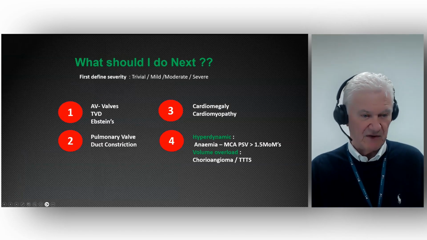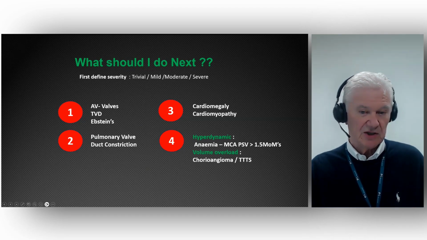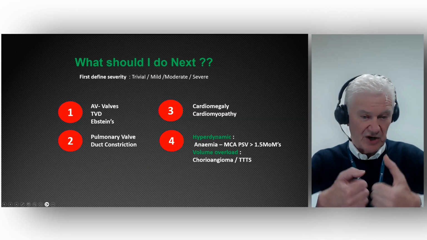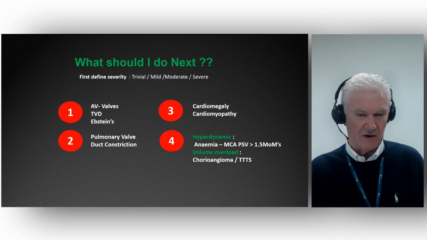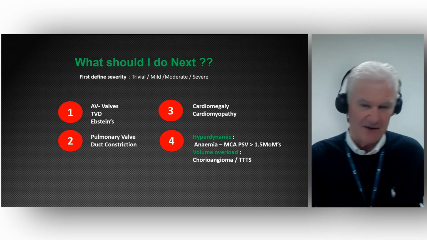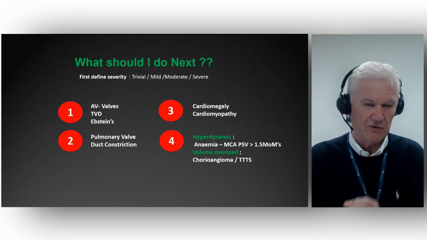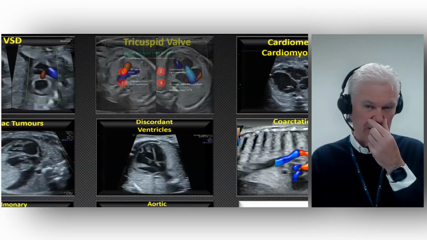1, you check the AV valve for tricuspid valve dysplasia or Epstein's. 2, you check for right ventricular outflow tract obstructions, such as pulmonary stenosis or duct constriction. 3, you check that there's not cardiomegaly stretching the valves apart, giving rise to tricuspid regurg. And then 4, you look for evidence of fetal anemia or volume overload. Only when you've gone through those 4 steps can you then gauge, after subjective and objective description of the regurgitation, whether it's something you're concerned about or whether it's a benign variant.